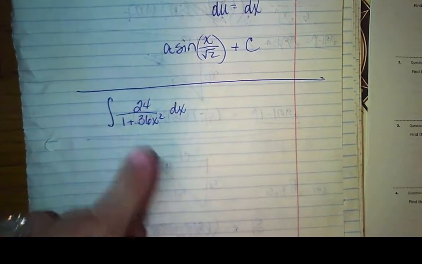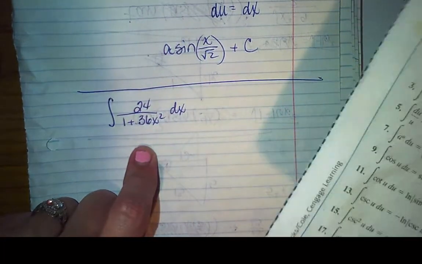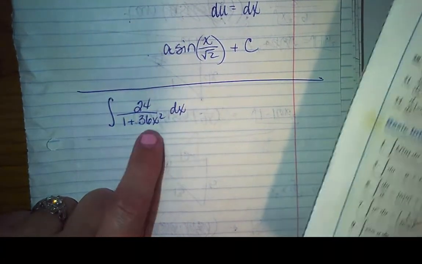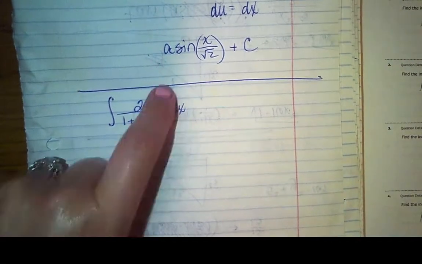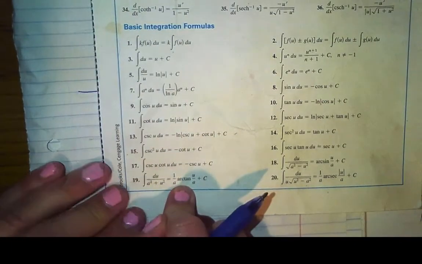Okay, so I notice that this is addition. And I also notice that there's no radical. Okay, the derivative of the bottom is not in the top because I would need an x. There's not an x up there. So I'm going to see if I can morph this into arctangent.